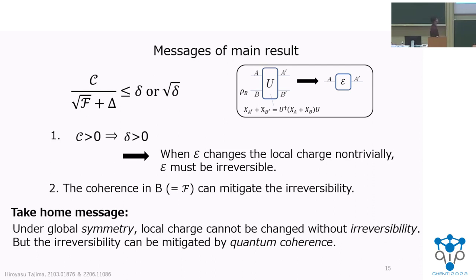So the take-home message is this. Under global symmetry, local charge cannot be changed without irreversibility. But the irreversibility can be mitigated by quantum coherence. So we call it the symmetry, irreversibility, and quantum coherence trade-off.